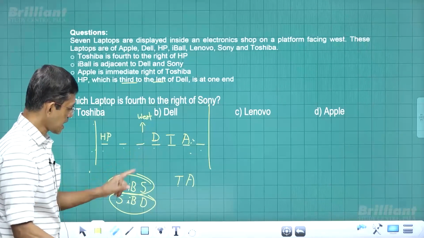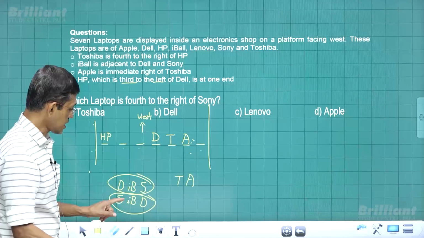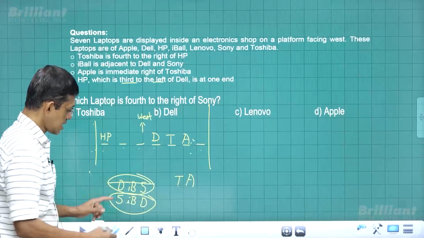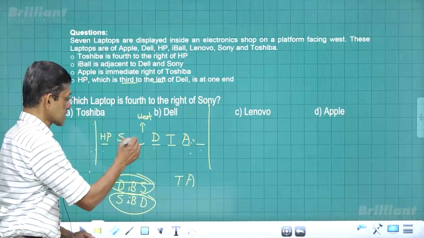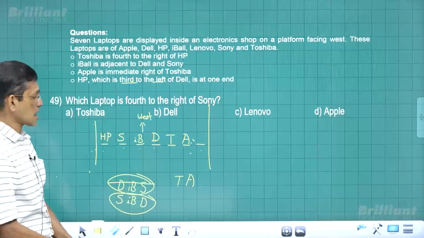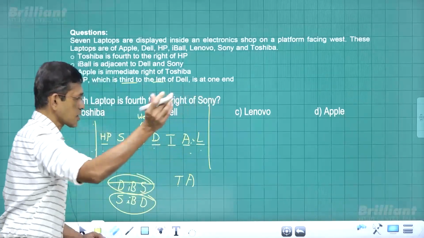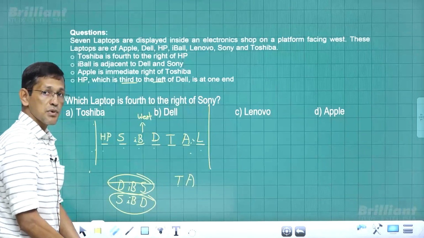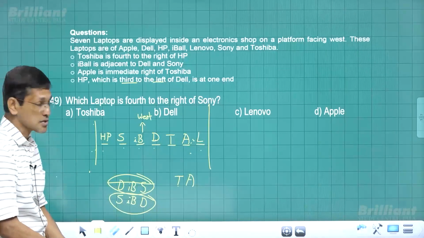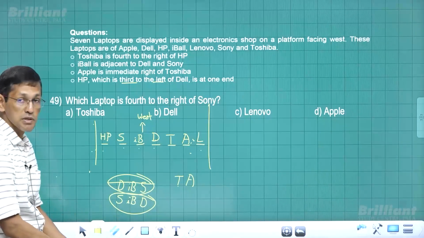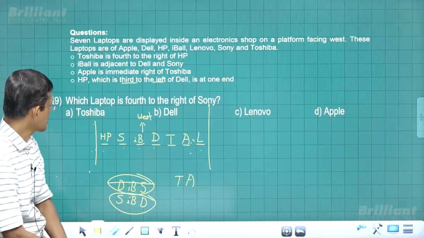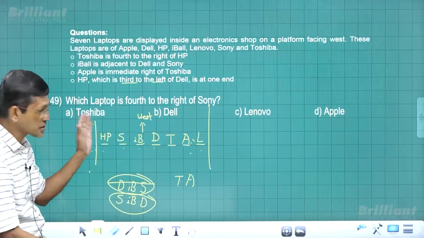Now, the only possibility for Dell, Eyeball, and Sony: D, Eyeball, S is not possible. Then S, Eyeball, D, where Eyeball is in the middle. That's done. And which laptop is missing? Lenovo is missing, so we put Lenovo right here. That's the only position open. Is there any other arrangement possible? Before you get into the questions, always look for the possibility of a second arrangement. It's not necessary that there is one, but always check. In this case, I don't see a second arrangement.